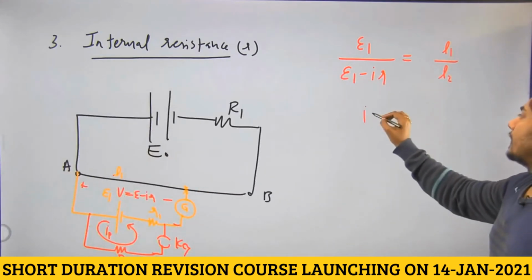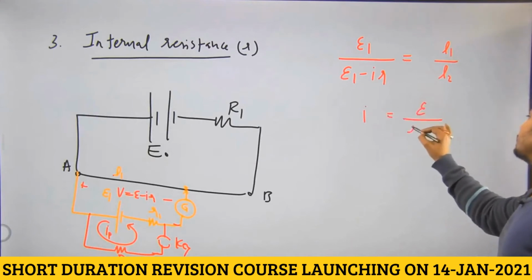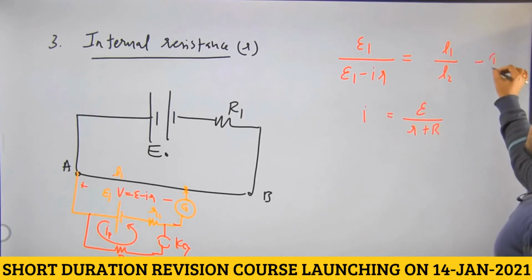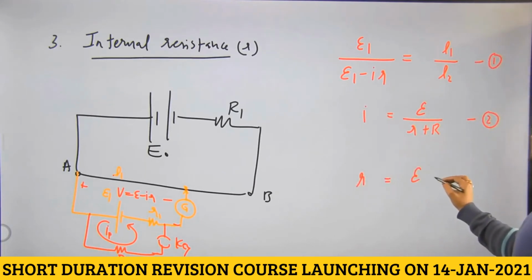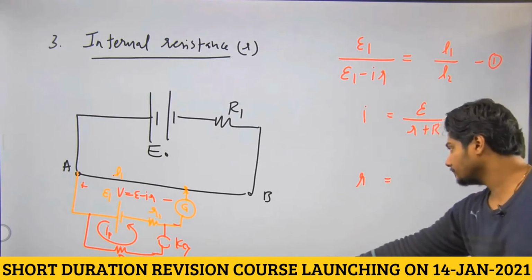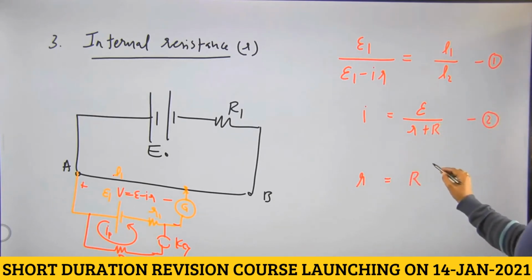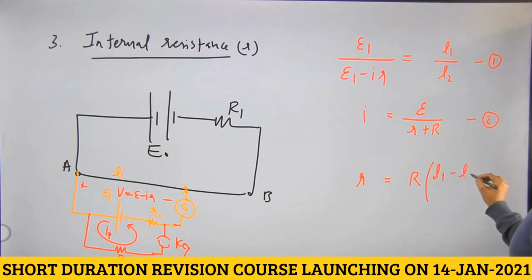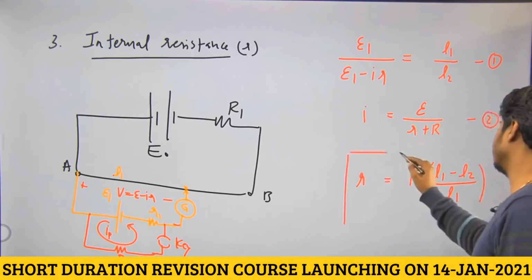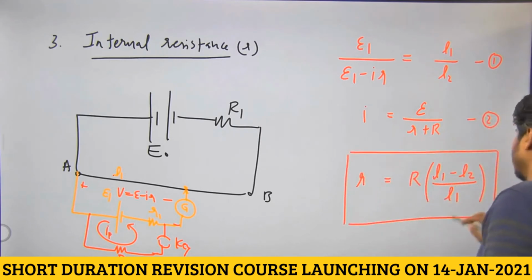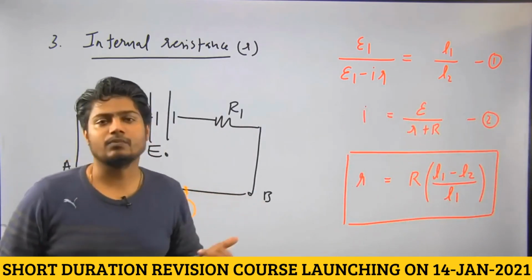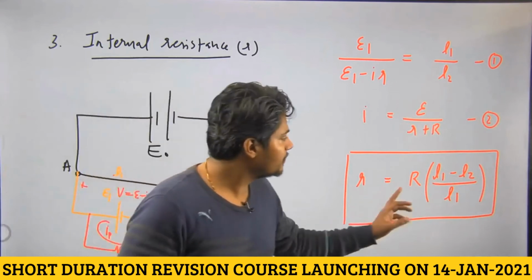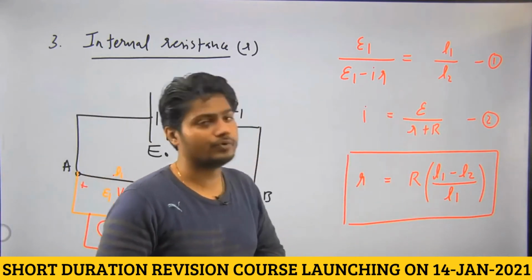So when you put the value of I, this I is basically E by (small r plus R). Using these two equations, when you solve, you get the value of internal resistance as R times (L1 minus L2) upon L2, that's all. This is the value of internal resistance. L1 is the larger length, L2 is the smaller length. You can directly remember this formula and it will be very, very helpful to you.